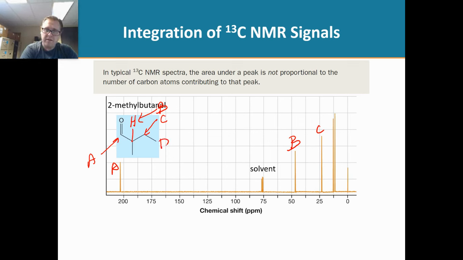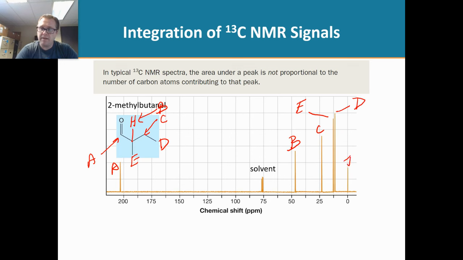Now we have D and E. We have two methyl groups, and we have two signals left to label. Now, which one do you think would be further downfield? Well, it's going to be E. E is going to be further downfield because it is closer to the oxygen atom, the electron withdrawing group. Or, sorry, the inductive effect of the oxygen atom is going to deshield the methyl group on E. So we would say this peak right there is E, and then that one would be D.